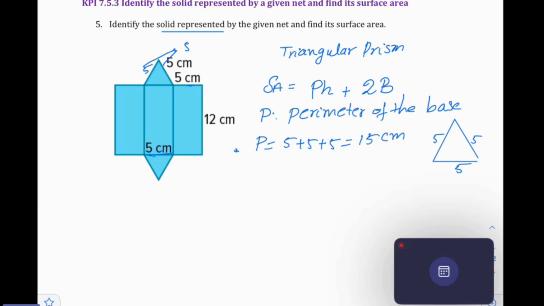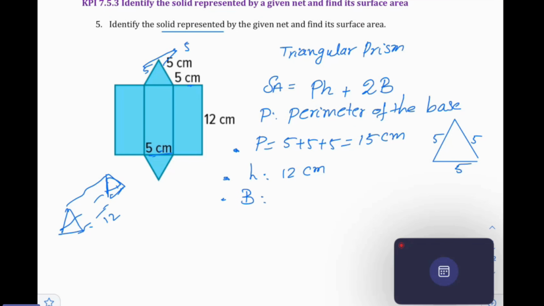Okay, great. Now let's go to the h. H is the height of the prism itself. And the height usually separates the bases. In our case, it's very obvious this is 12. And you can imagine that this is our shape. So the height is the 12, which is separating the two bases, actually. Great. Now, let's move to B.